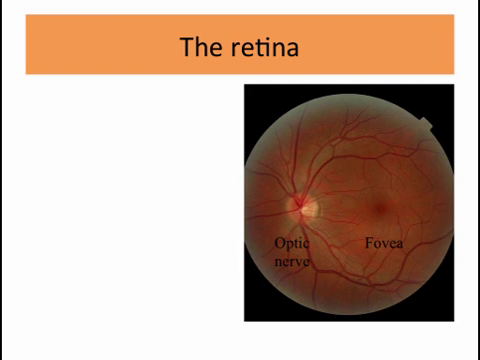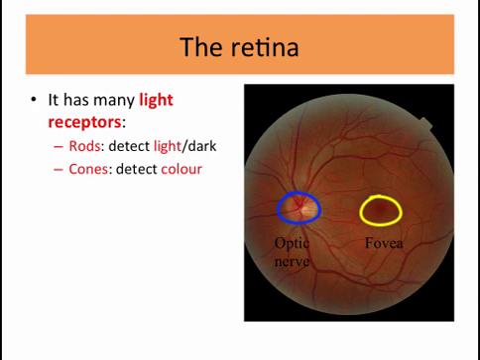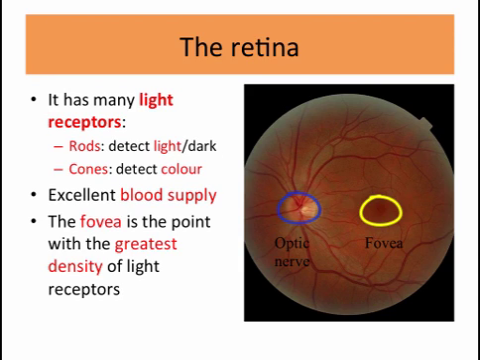First of all, let's look at the retina in more detail. This is an actual real picture of somebody's retina. You can notice here the optic nerve, that's the point where the optic nerve leaves the eye, and the fovea, which we're going to come on to now. The retina's got many light receptors. You've got two different types of receptors in your retina. You've got rods, which detect light, or lack of it, and cones, which detect colours. You've actually got three different types of cones, red ones, blue ones, and green ones, that detect the three primary colours of light. The retina's got an amazing blood supply, as you can imagine.